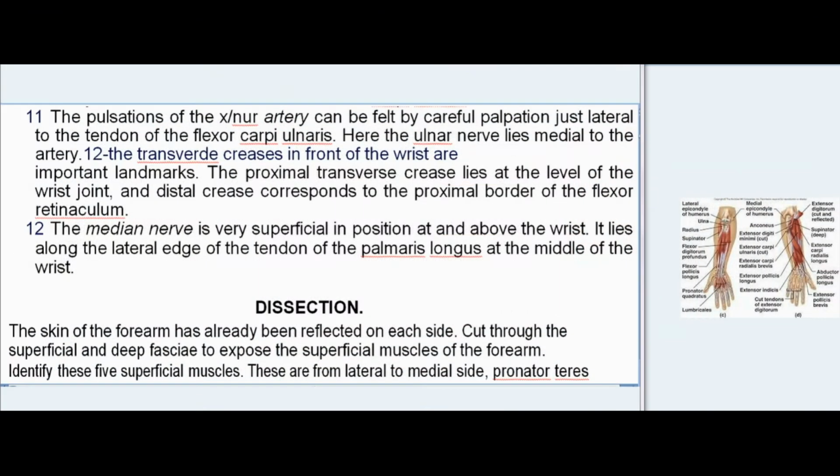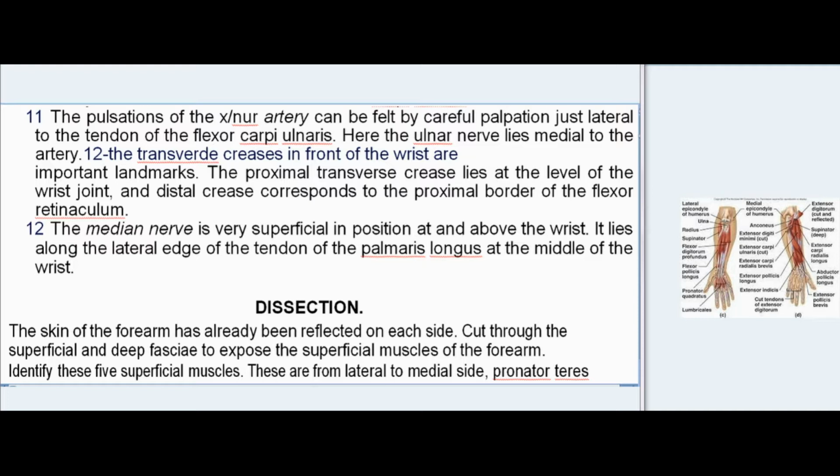14. The pulsations of the ulnar artery can be felt by careful palpation just lateral to the tendon of the flexor carpi ulnaris. Here the ulnar nerve lies medial to the artery. 15. The transverse creases in front of the wrist are important landmarks. The proximal transverse crease lies at the level of the wrist joint, and distal crease corresponds to the proximal border of the flexor retinaculum.